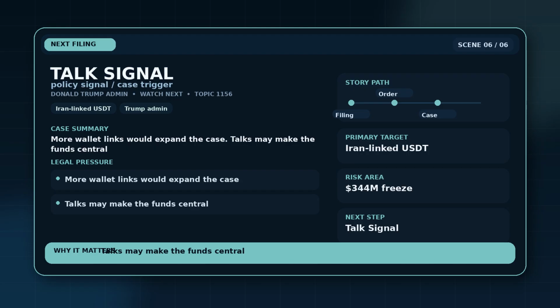The practical close is talks may make the funds central. That keeps the ending tied to a measurable signal instead of implying a guaranteed outcome. It is the readout the viewer can carry forward after the card ends and the next market or policy reaction begins.